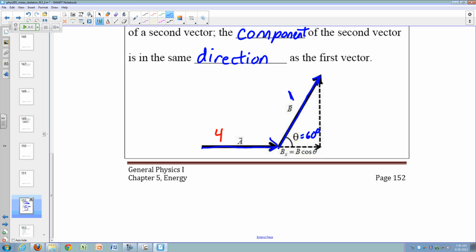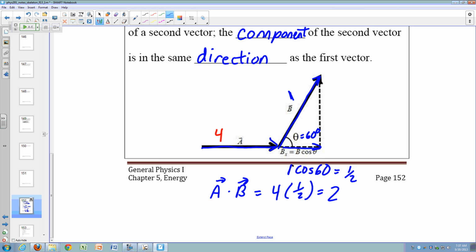All right, so I can find the magnitude of the x component of this vector just by saying B cosine theta. That's going to be 1 cosine of 60, and that's going to equal 1/2, because cosine of 60 is 1/2. And so the dot product of A dot B would equal 4 times 1/2, which is just equal to 2. So it's just the magnitude of this first vector times the component of the second vector that's in the same direction as the first vector.